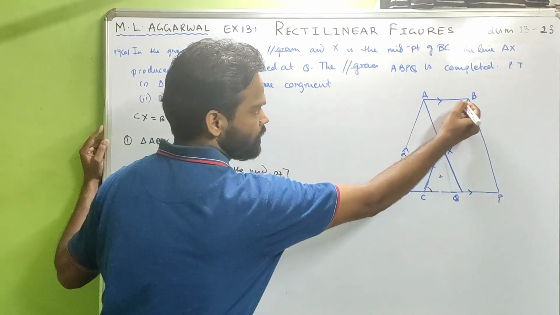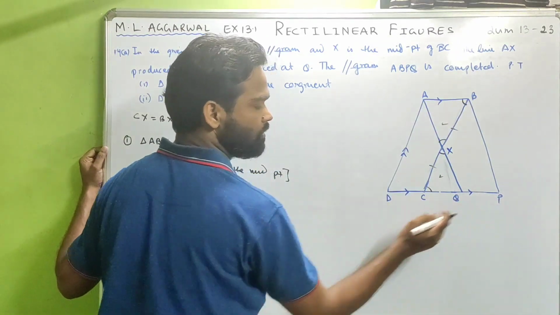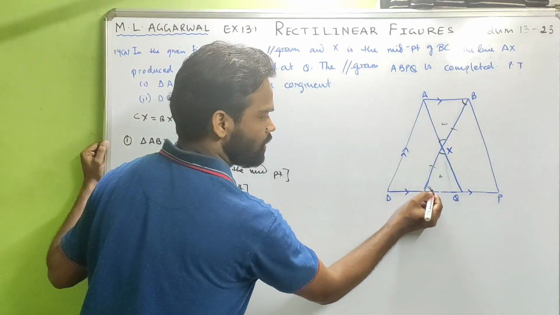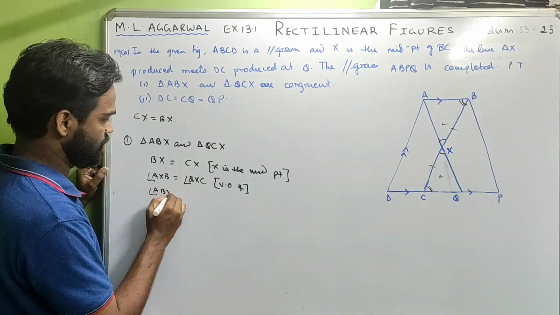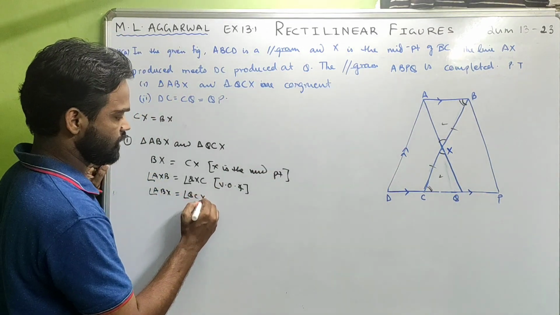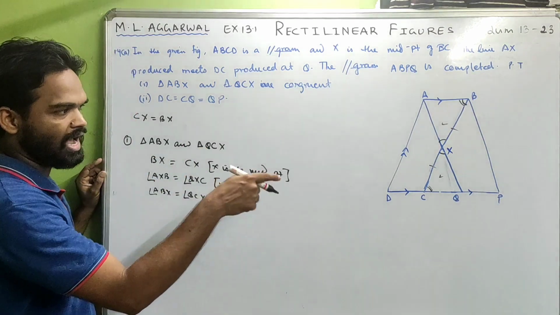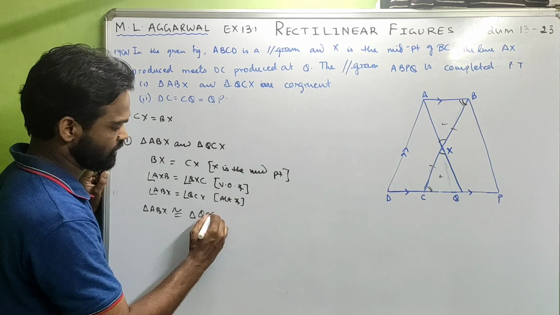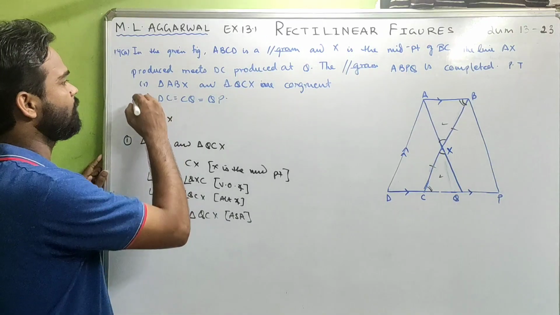Now look carefully. This angle and this angle will be equal. Alternate angle, because see, AB is parallel to DP. This BC is a transversal. So this angle and this angle are alternate angle, isn't it? I can write angle ABX is equal to QCX by alternate angle, which means these two triangles are congruent by angle side angle. Look over here, triangle ABX is congruent to triangle QCX. Why? This is angle side angle. Done. Okay, the first part is done.